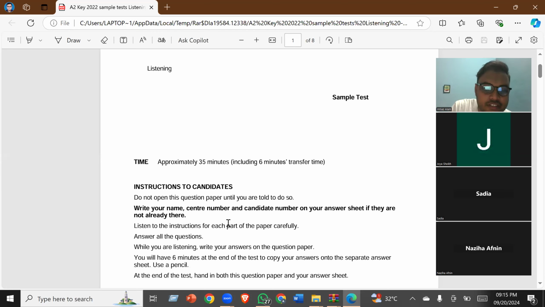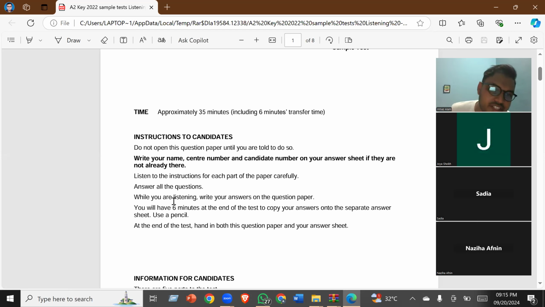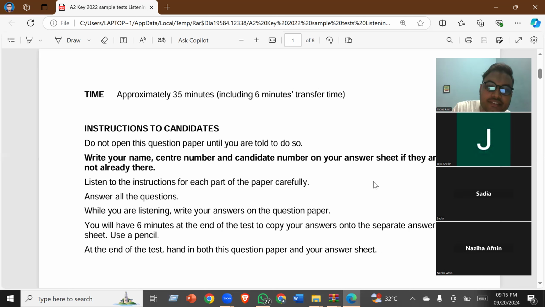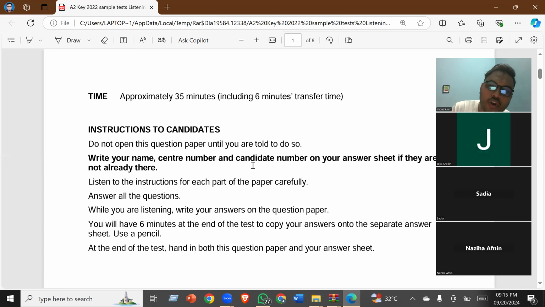Okay. Now going to the instructions to the candidates. First instruction: do not open this question paper until you are told to do so. Basically, when your teacher says so, then you will open your questions. Write your name, center number, candidate number on your answer sheet if they are not already there. So if you see your name, center number, and candidate number already in your answer sheet, then you don't need to write them. But if you don't see this information, then you have to write your name, center number, and candidate number.